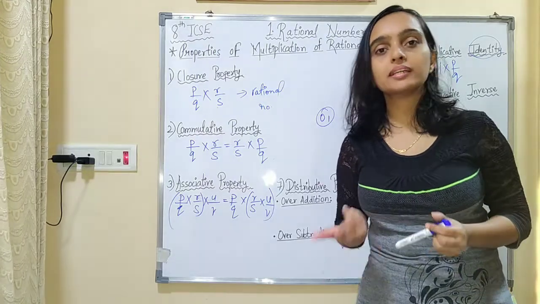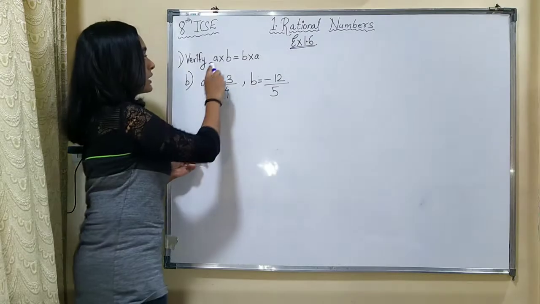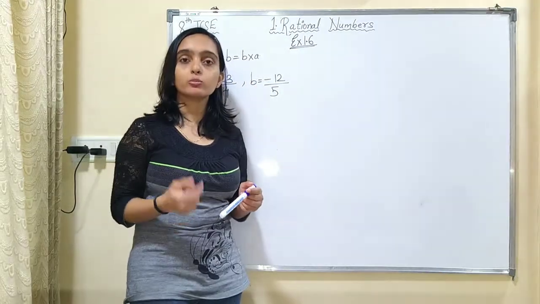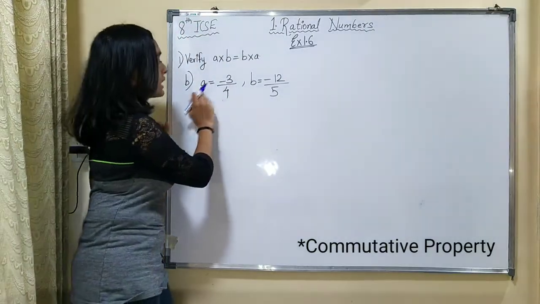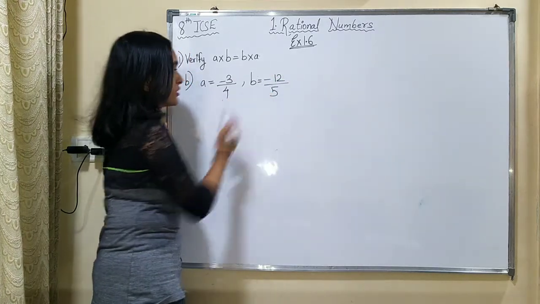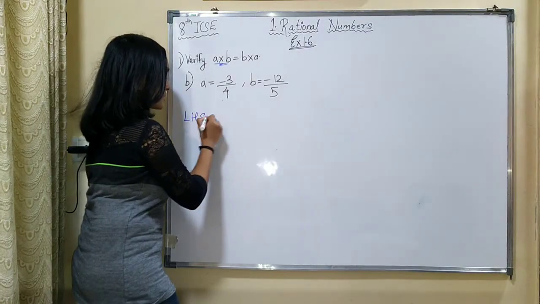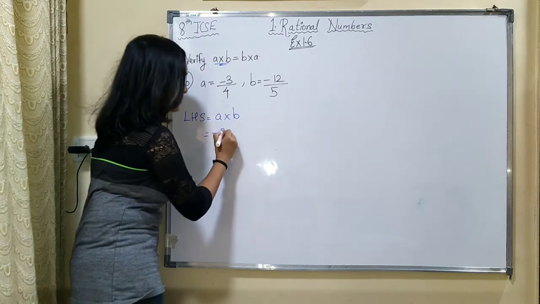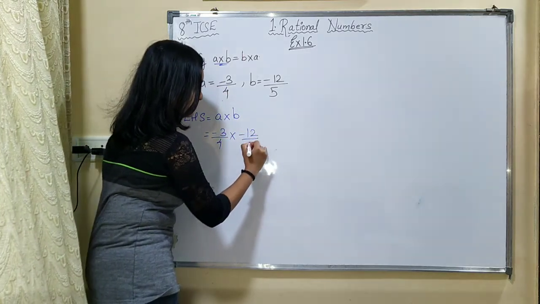Now we will start with the next exercise. Now exercise 1.6. The first question is verify a multiplied by b equals b multiplied by a. So that is, we have to prove the commutative property. The question is a equals minus 3 upon 4 and b is given as minus 12 upon 5. So first we will consider the LHS. LHS equals a multiplied by b. So that will be minus 3 upon 4 multiplied by minus 12 upon 5.